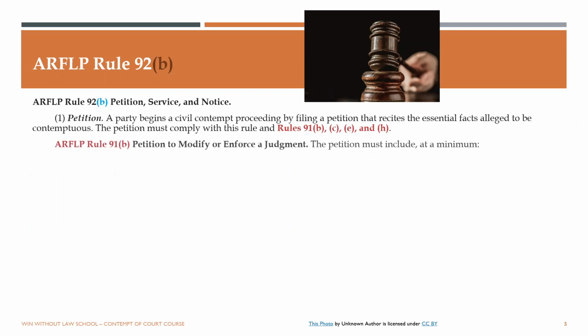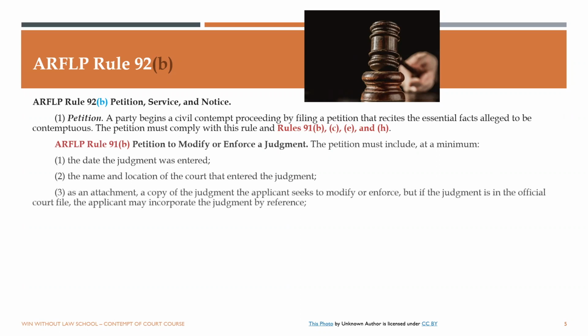So first is Rule 91B, and it explains that the petition for contempt must include at a minimum the date the judgment was entered. So the underlying order that you're looking to enforce, what was the date it was entered? What was the name and the location of the court that entered the judgment? And then as an attachment to your petition, include a copy of the judgment you're seeking to enforce. But if the judgment is in the official court file, then you can just in your petition reference the judgment and incorporate it by that reference.